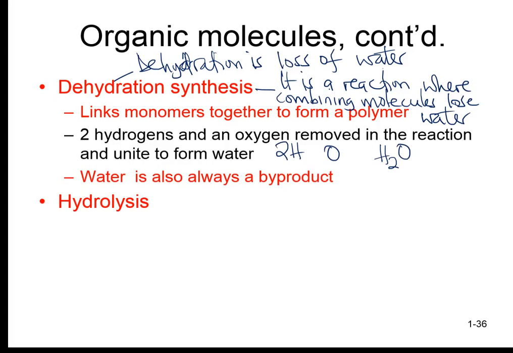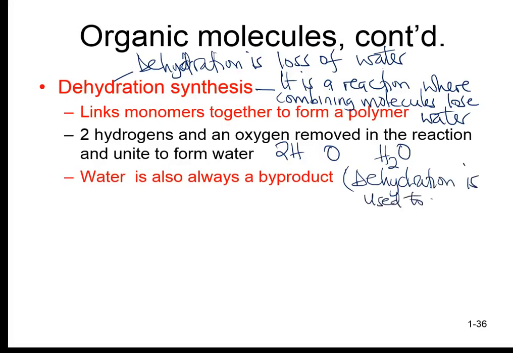So dehydration is used to make polymers. Let me just write here. Dehydration is used to make polymers. So if you have monomers, you want to make polymers, you use dehydration. So let's take note of that. Dehydration is used to make polymers.